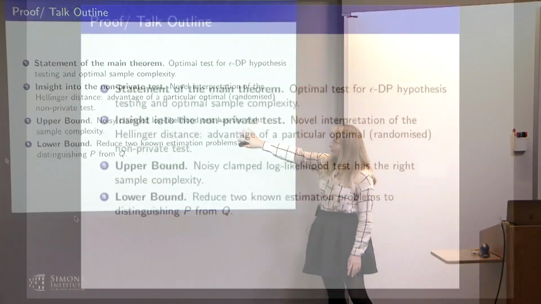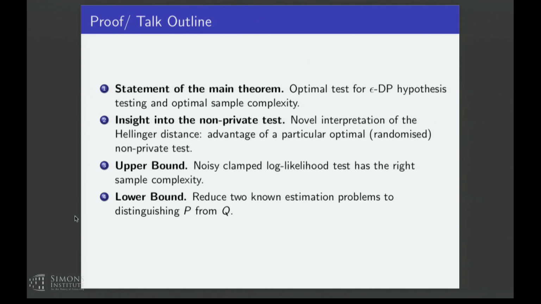A short outline of our talk. We're going to state the main theorem, always helpful in a talk. And then our proof is going to come in 3 parts. The first thing we're going to do is give some insight into the non-private test. This is going to tell us a little bit about how we should construct our private test. And then we're going to do an upper bound and a lower bound. We'll talk more about how they're actually going to go a little later.